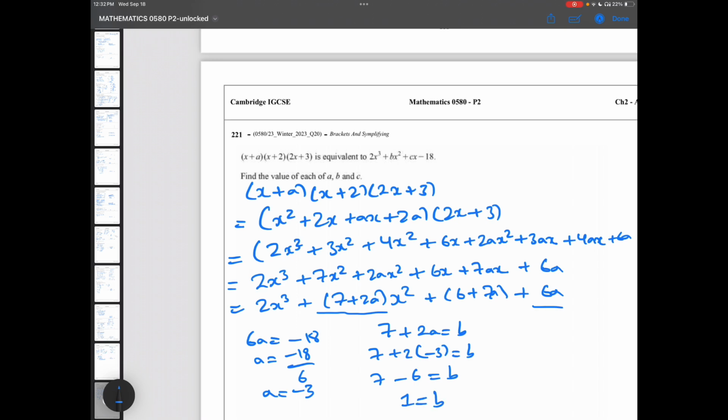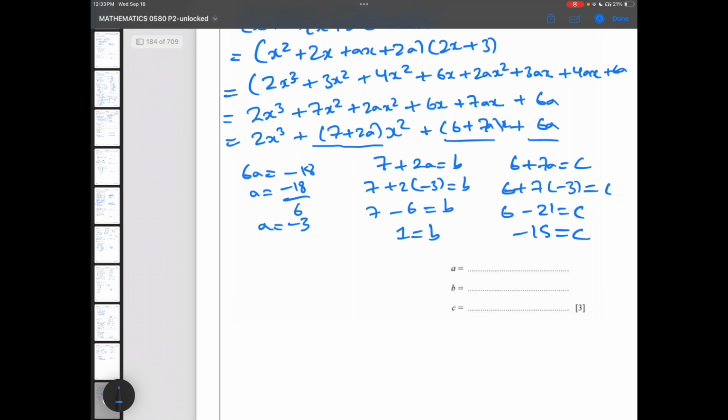To find c, we see that the coefficient of x in our expression is 6 plus 7a. And let's see the question. The coefficient of x is c. So 6 plus 7a is equal to c. We know the value of a, that is minus 3. So let's put it. 7 into minus 3 will be minus 21. 6 minus 21 is minus 15, which is equal to c. So we have got the values of a, b, and c. a is minus 3, b is 1, c is minus 15.